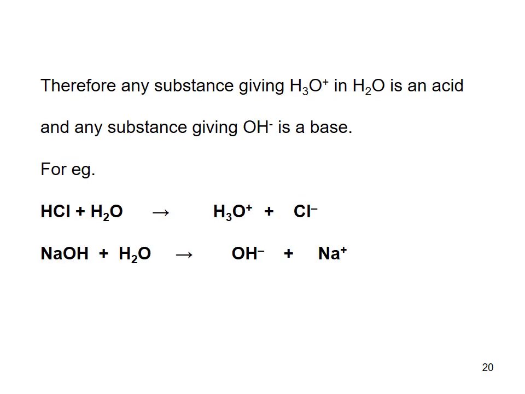So here is an example. If you treat HCl in water, it gives a hydronium ion, so this is the solvent cation, so HCl is an acid. Similarly, if you treat sodium hydroxide in water, it gives a solvent anion, that is OH minus ion, so NaOH is a base.